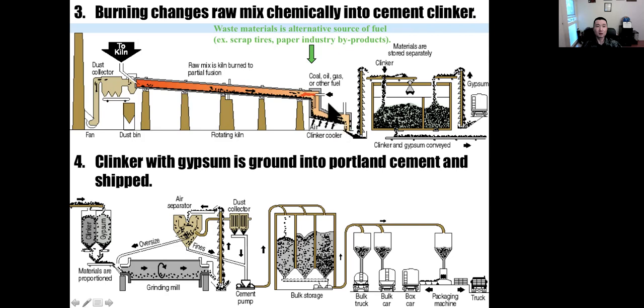The clinker will be combined with gypsum. The gypsum again is to control the chemical reaction. In the video it said reduce the setting time. The setting time is how fast the fresh concrete sets. Gypsum together with the clinker is ground in step 4 into the fine powder form. Then it will be stored, put in trucks or in bags for packaging, and shipped. So these are the 4 major steps to produce modern Portland cement.